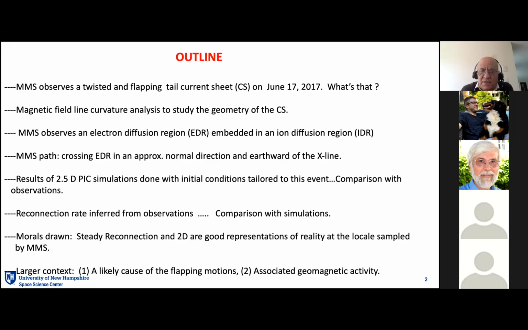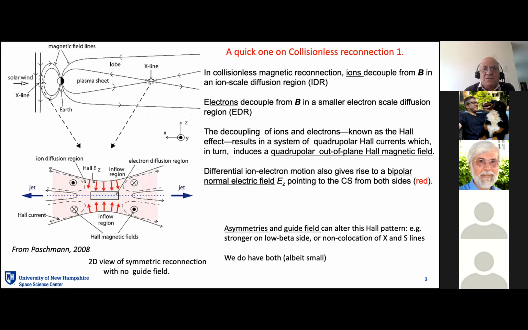And therefore, the moral drawn will be that steady reconnection and 2D are good representations of reality at the locale sampled by MMS. And to give the larger context, we look at a likely cause of the flapping motions and what the associated geomagnetic activity is. So first of all, a quick word on reconnection.